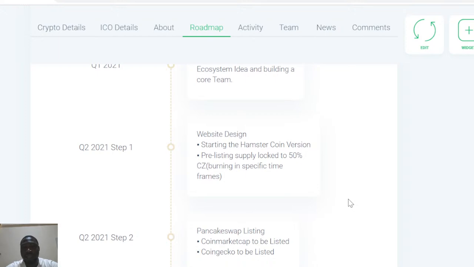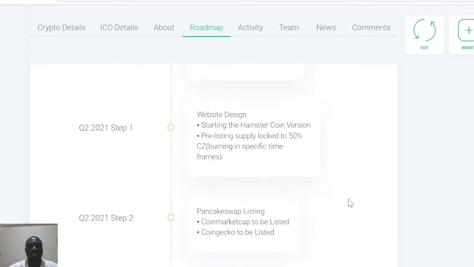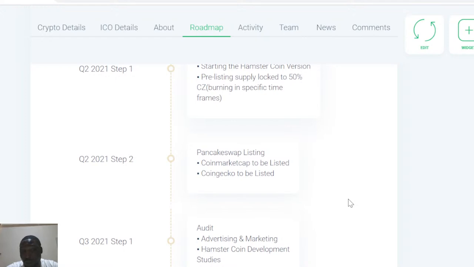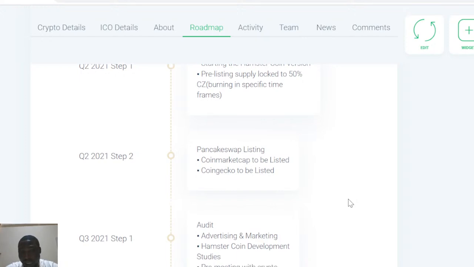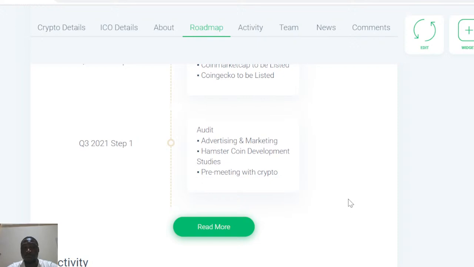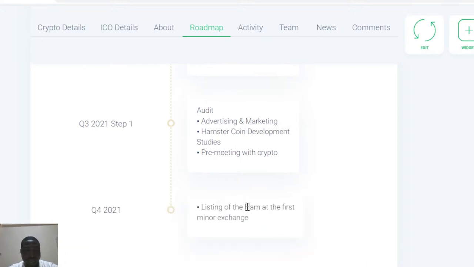The second quarter, in which they worked, was starting the coin version and also listing the pre-listing supply of the coin, around 50%, then burning in a specific time frame and all that. It also went ahead in September with the swaps listing. It is listed on CoinDeco, listed on CoinMarketCap and all that. This is also audited. In 2021 there was advertising and marketing, and also team development and pre-meetings with crypto partners and all that.